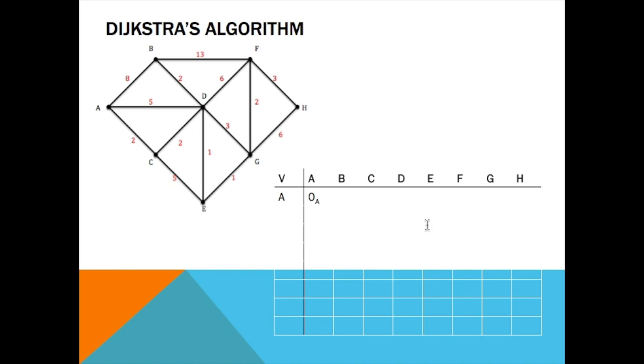Next is, can I get to B from A? The weight of 8, yes, I mark it. Also, I box this value here because we know that's the cheapest route, so I don't have to re-look at that column or that path.